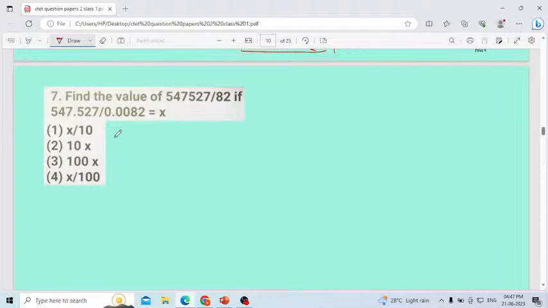This one is easy. Find the value of, here they have given, 547.527 divided by 0.0082, equal to x.